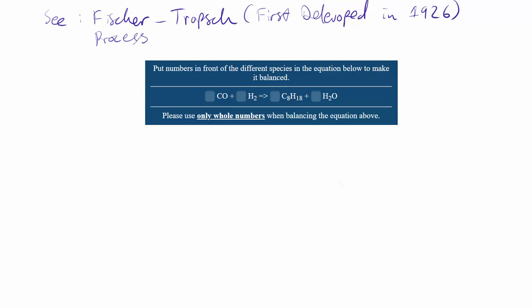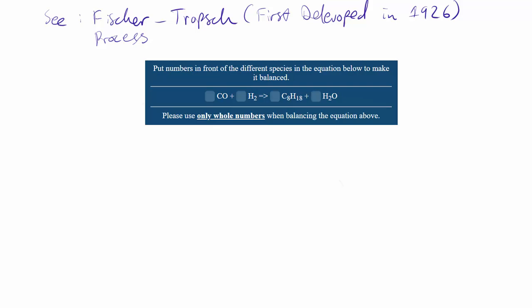And in this particular example, we're dealing with C₈H₁₈, but there's actually a number of different hydrocarbons which this process can produce. This is just one example of a reaction. But anyway, let's focus on the balancing side of things, shall we? So how am I going to actually approach this to balance this? And the question specifies that the final balanced equation should use only whole numbers.